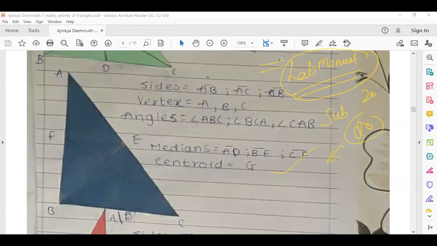So this lab manual, or if you don't have it, no problem, make a file. In the first activity, which activity did we do before? Will anyone please tell me the name of the topic? Algebraic equation. We have done the algebraic equation activity. This is already done in your class.